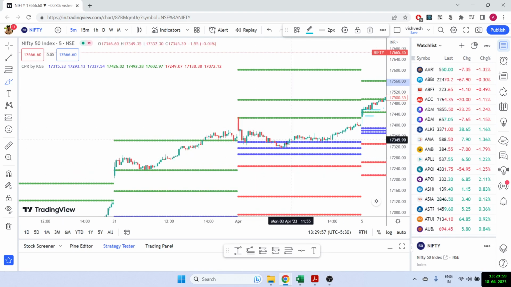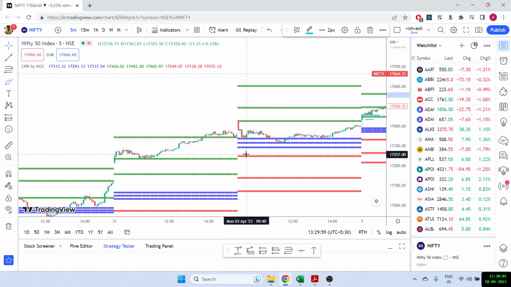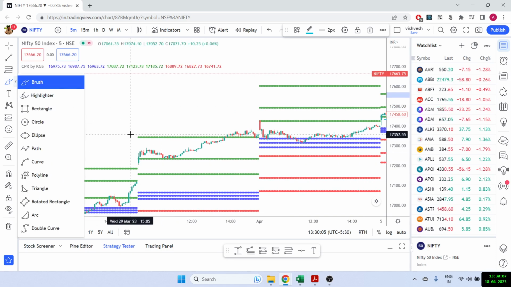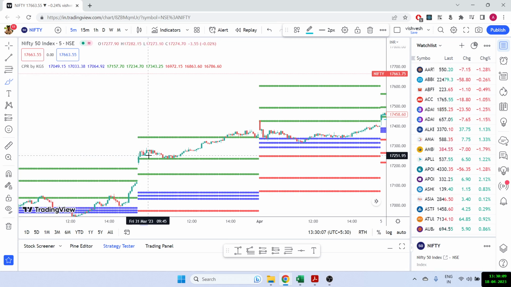Again, we will be avoiding the wide CPRs because those are not the trending days. Again, this is a narrow CPR. I will again go for a buying trade. So I'm again buying here with a small stop loss. And this is my first target. My first target is hit. My second target is not hit. That's okay. So I've got again the buying trade happening here.